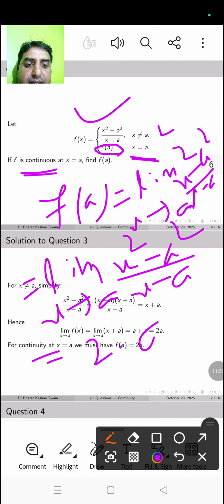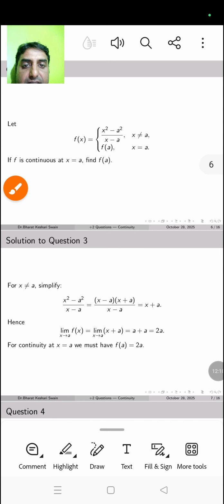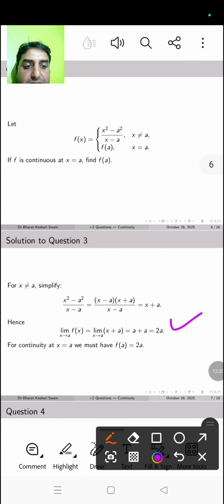2 into a to the power 2 minus 1, is it not? If you recall the formula, you just do it. So 2 into a to the power 1, so 2a. The limiting value is 2a. This is a direct formula based question. Okay, so here you can check, the limiting value is 2a.